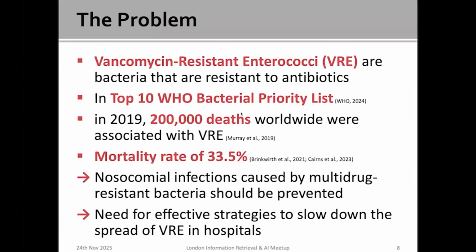There's a lot of text, but I think it's important to give you a little bit of background about this problem, or the idea of why we started this project. So we have a special type of bacteria, which are called vancomycin-resistant enterococci. And the problem with these bacteria is that they are resistant to antibiotics. So, if you get an infection, there's a high risk for you to die. And the mortality rate, as you can see, is around 30%. And for example, in 2019, we had 200,000 deaths worldwide that were associated with that type of bacteria.